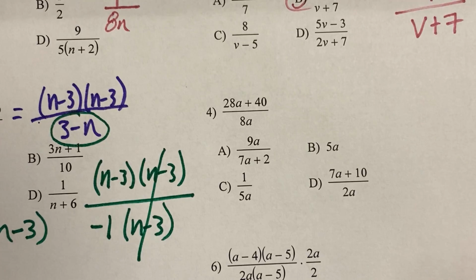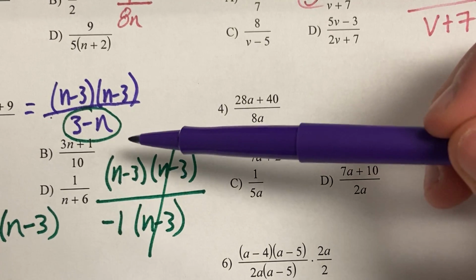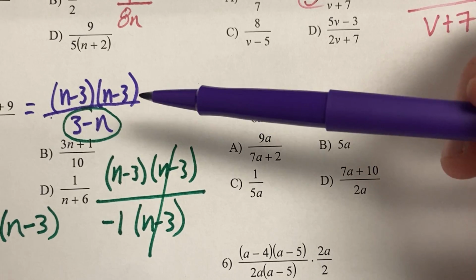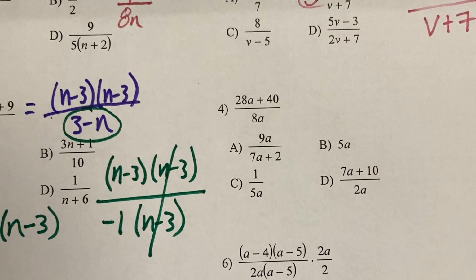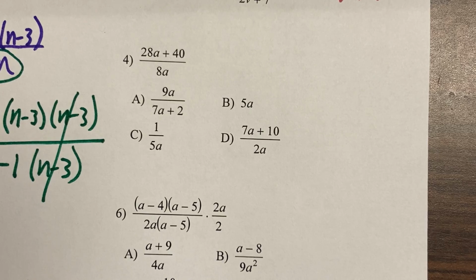I really like this example because it brings in this situation of what happens if the terms look like they're flipped. If you're presented with this, it's pushing you to factor out a -1 like I just showed you. All right, number 4.